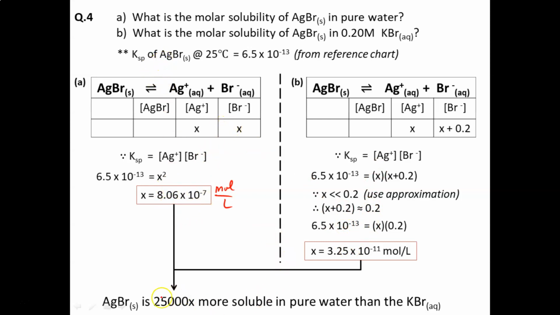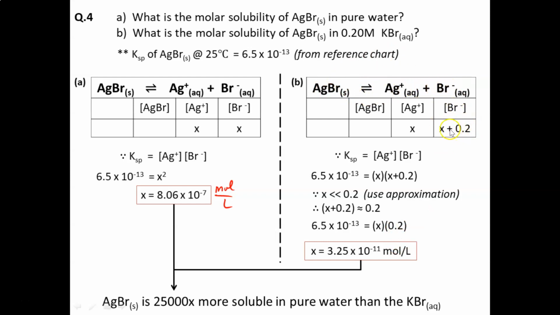It's over 25,000 times more soluble if there was no bromide head start than if there was a bromide common ion floating around prior to you trying to dissolve it. And this is the common ion effect. Essentially, your ability to dissolve, your solubility, is greatly decreased if there is a common ion already floating around in solution. That common ion prevents you from dissolving as much as you could have because there's already something there.